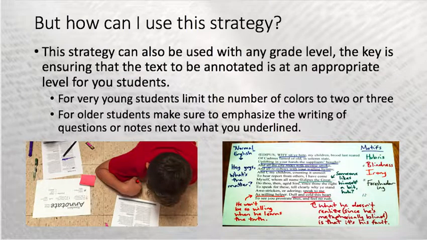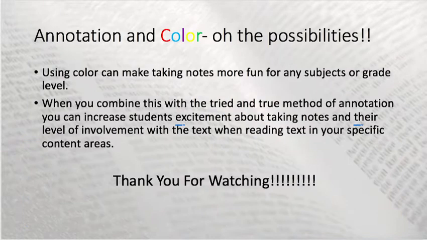Now, this strategy can really be used with any grade level. The key is ensuring the text to be annotated is an appropriate level for your students. So for younger students, you want to limit the number of colors to two or three. We don't want to overwhelm them with too much information. You want to make sure the text is not too long. For older students, you want to make sure you're emphasizing writing of questions or notes next to the text that you underlined, because they're going to be thinking of more complex ideas and questions, and writing this directly on the text is really going to help them stay engaged and understand what they're doing.